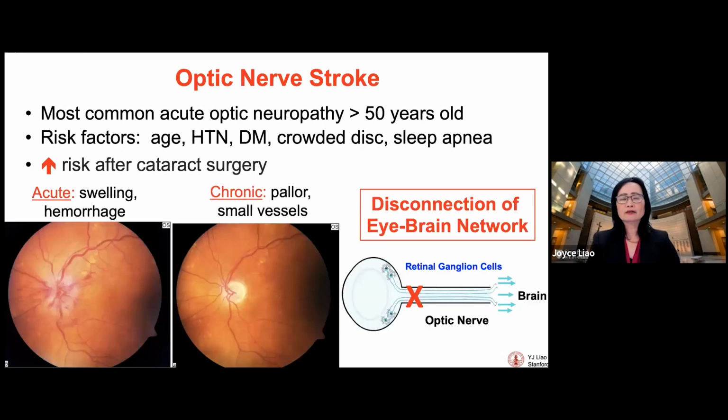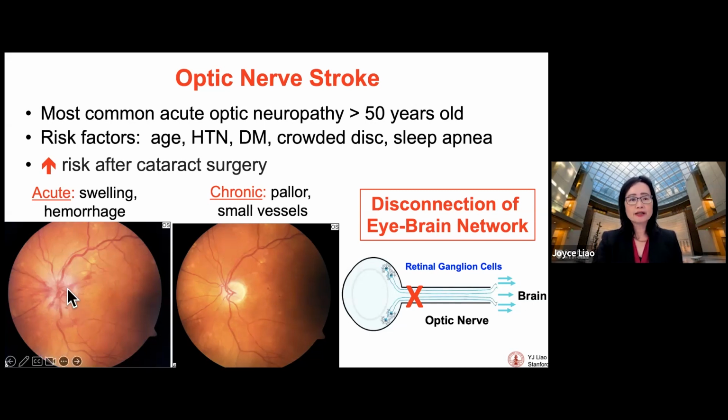So I want to talk a little bit about optic nerve stroke, because this is the most common acute optic nerve problem in those older than 50 years old. Typically, the stroke occurs as a result of a combination of aging, vascular risk factors like high blood pressure and diabetes, and anatomical factors of a crowded and compartmentally compressed optic nerve. Some patients have sleep apnea, which leads to a drop in the oxygen when they're sleeping.